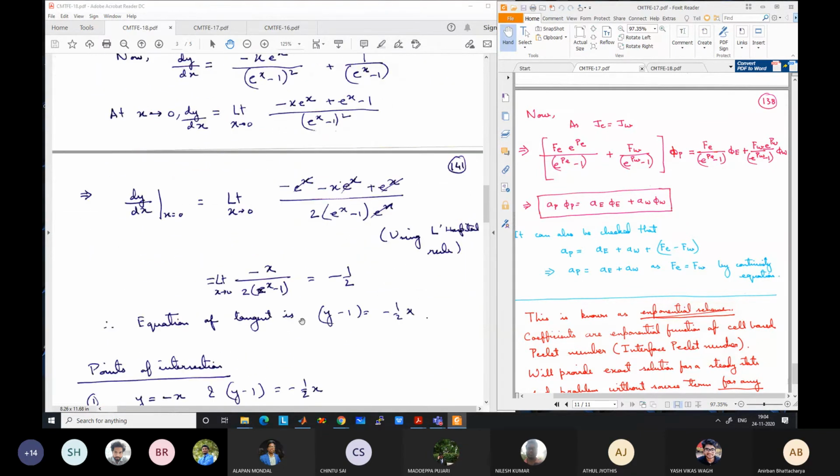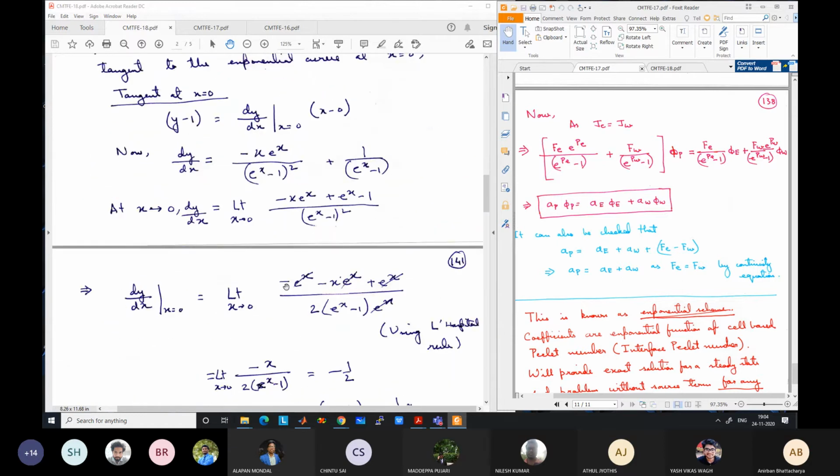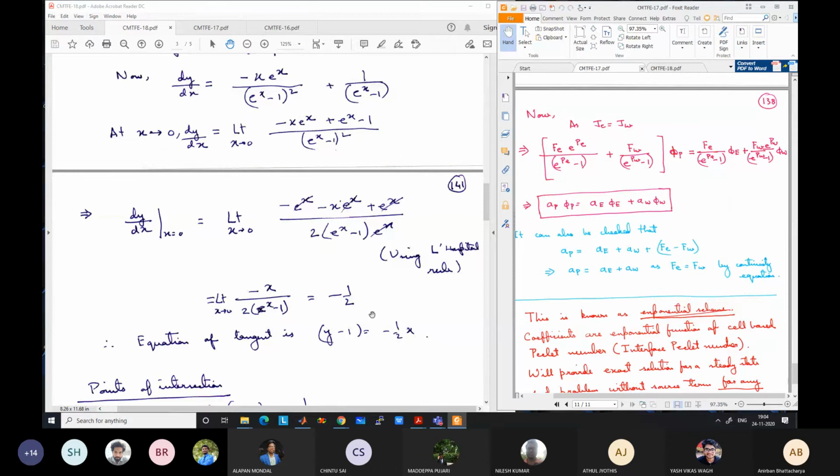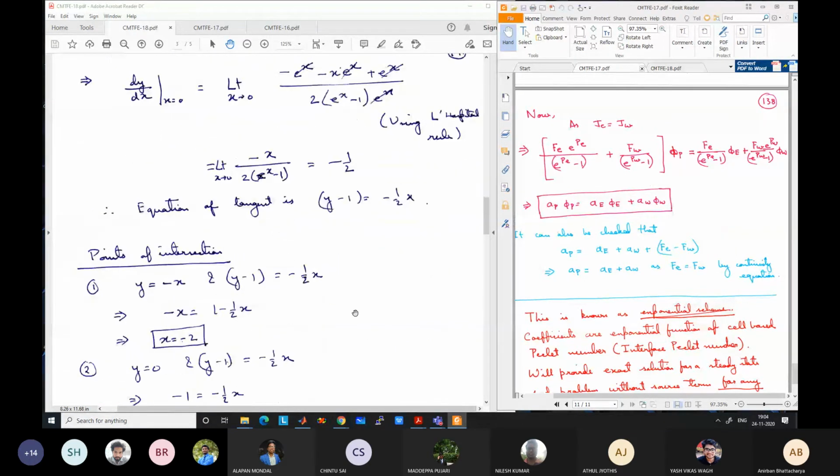Okay. And the equation of the tangent in that case is y minus 1 is equal to minus half (x minus 0). Okay. Which can be written as y minus 1 is equal to minus half x, or you can write this as y is equal to 1 minus half x. Okay. This is the equation of the central line. So we now know the equation of the three lines.